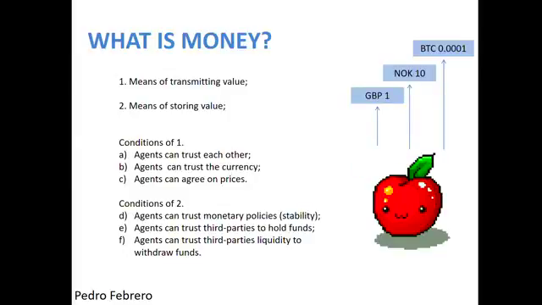In order to store value, agents or people need to trust monetary policies so that the prices will be stable. And they need to trust that third parties will hold funds and that you are able to liquidate those funds. So to withdraw those funds, in this case from a bank or from a financial institution. So you need to trust them to store your money, and you need to trust them that they will have your money when you need to withdraw it. So these are some current properties of how money works nowadays.